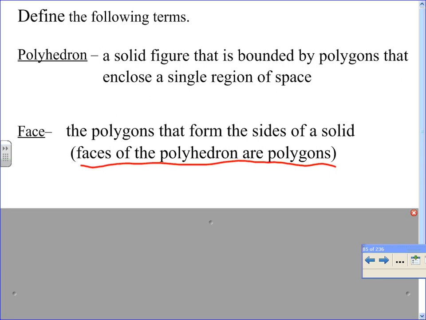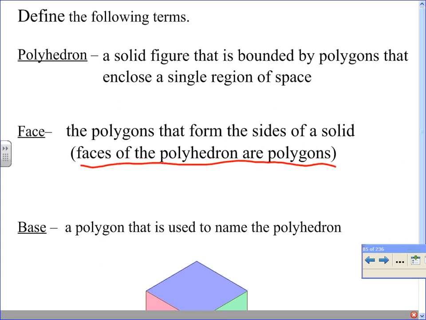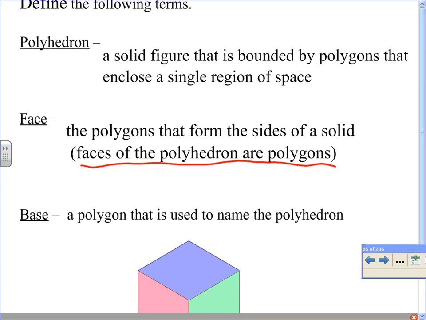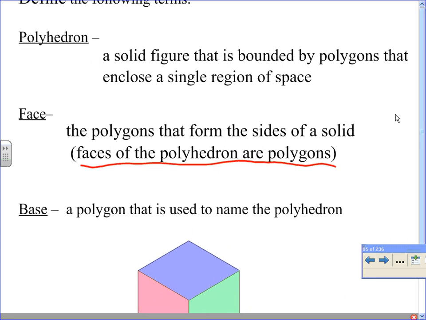Donatus, would you like to talk about the base? Yep. And this is how we figure out the formula is by the base. So a polygon that is used to name the polyhedron. So does anyone know what the name of this would be? Charles? No. Pentagonal prism, because, pentagonal prism, here's the two bases, which you could also call a face, okay?